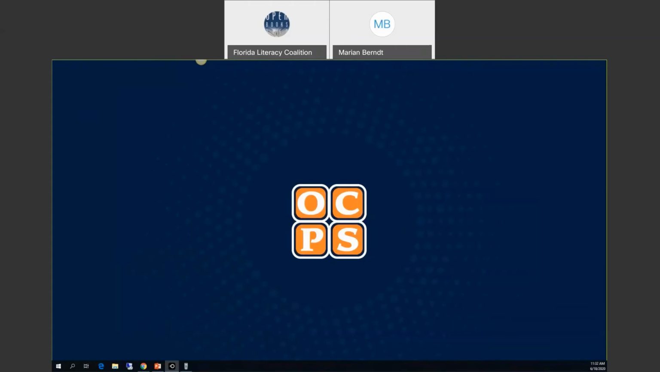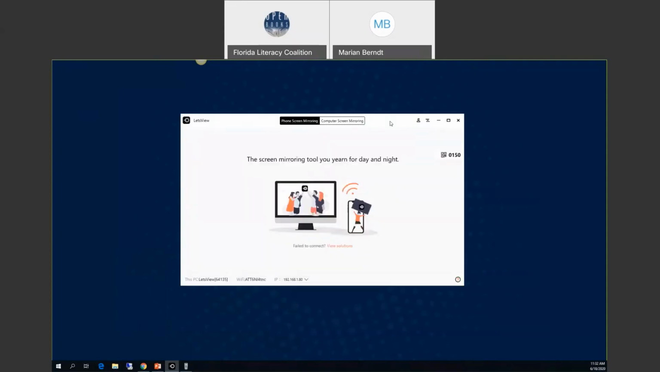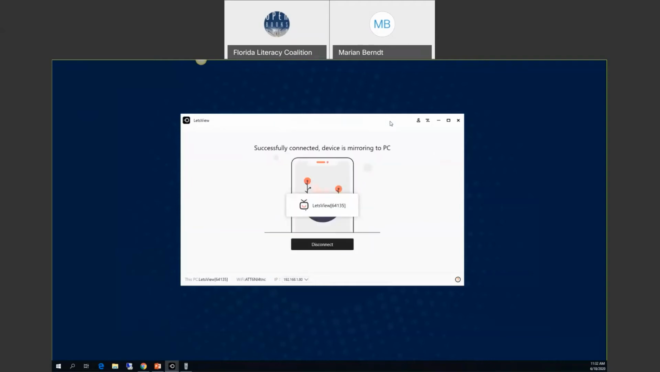Let's View, you do not need to install that on your phone. If it's an iPhone, I believe the Android is going to be the same thing. There is a button on the iPhone that is called screen mirroring. I will show you this.